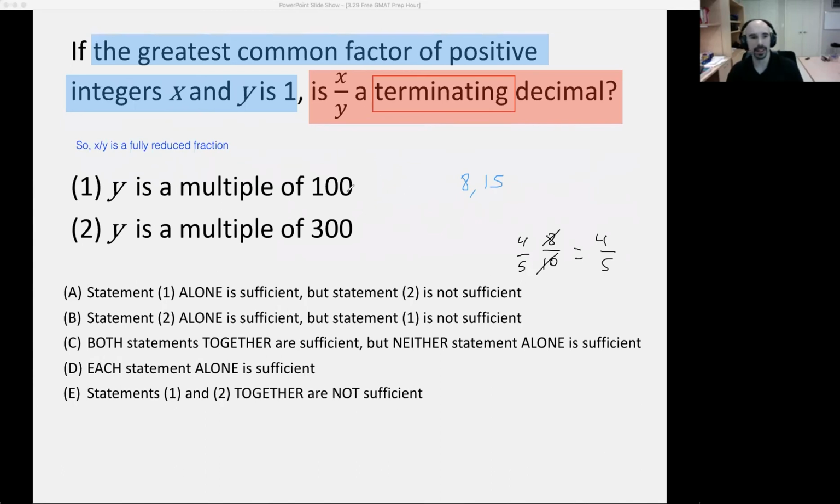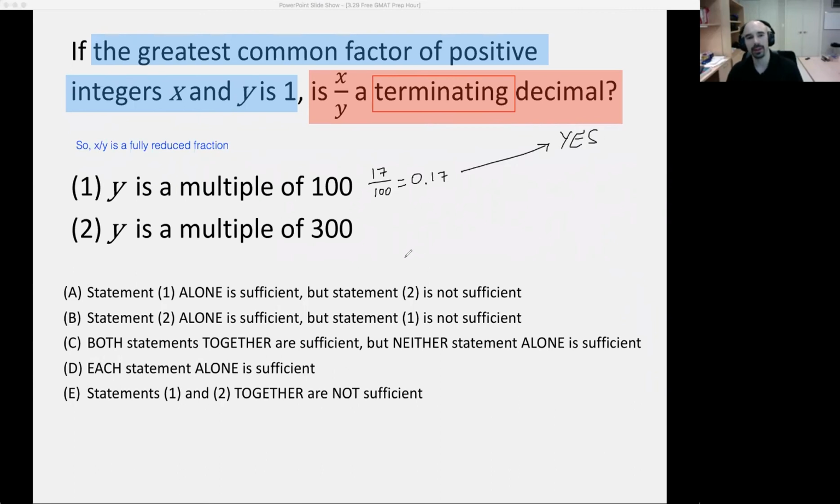That's true. Vinayak is saying, so with statement 1, x can't have any 2s or 5s in its prime box. X could be 17, for example. So let's say x is 17 and y is 100. Would that be terminating or non-terminating? Anybody know how to translate that into a decimal? Right, it would just be 0.17. That's actually really easy to translate into a decimal, and that's terminating. So that would be a yes, right?